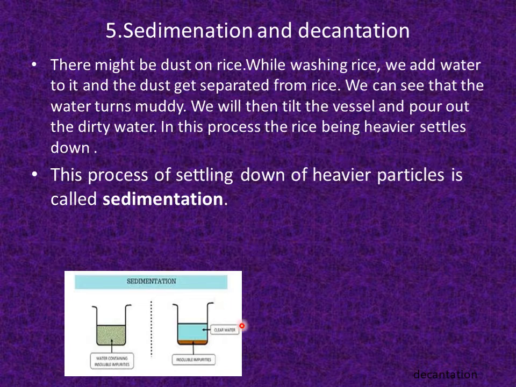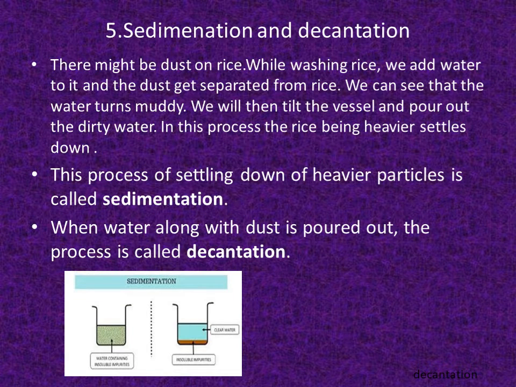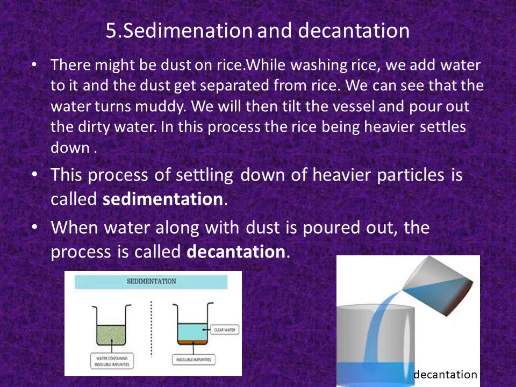So this method can be used to separate. When water along with the dust is poured out, the process is called decantation. So when we tilt the water out, that tilting process is called decantation. So the heavier particles will settle down, that is called sedimentation, and the tilting process is called decantation.